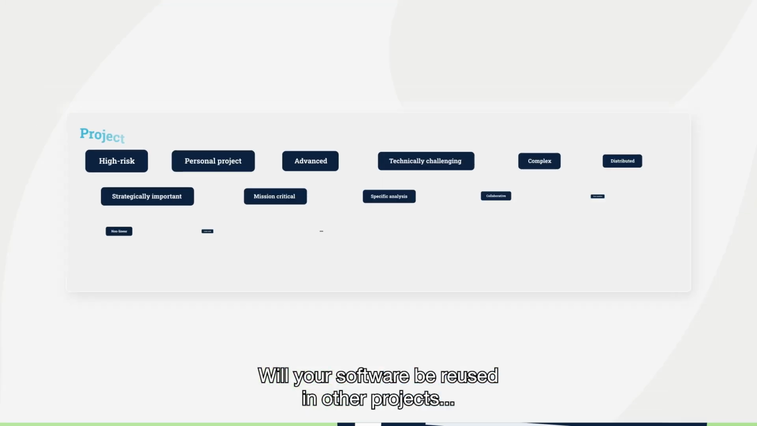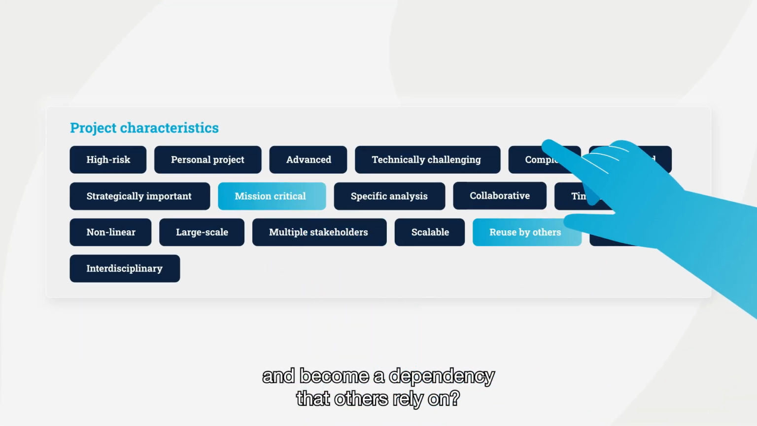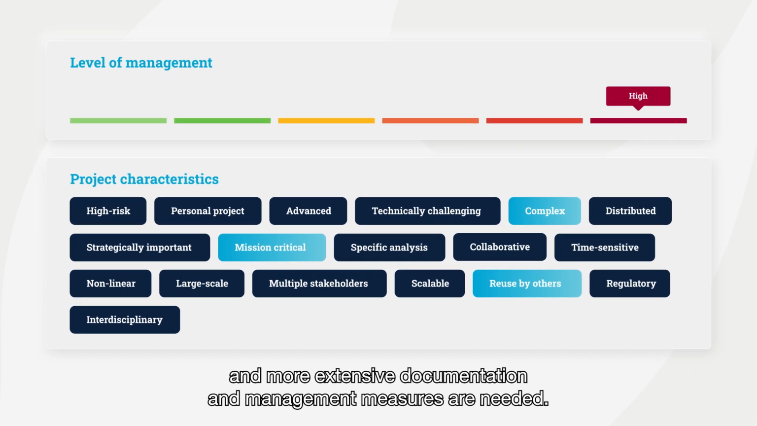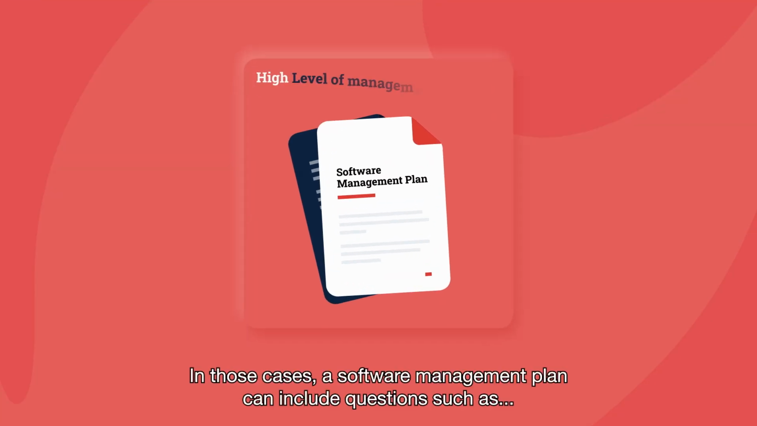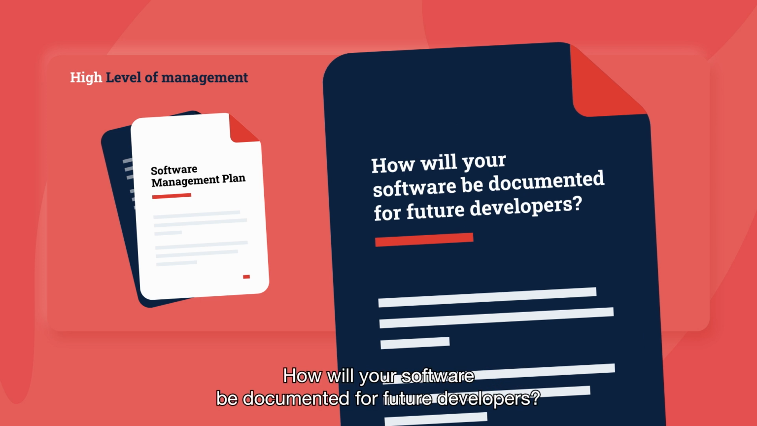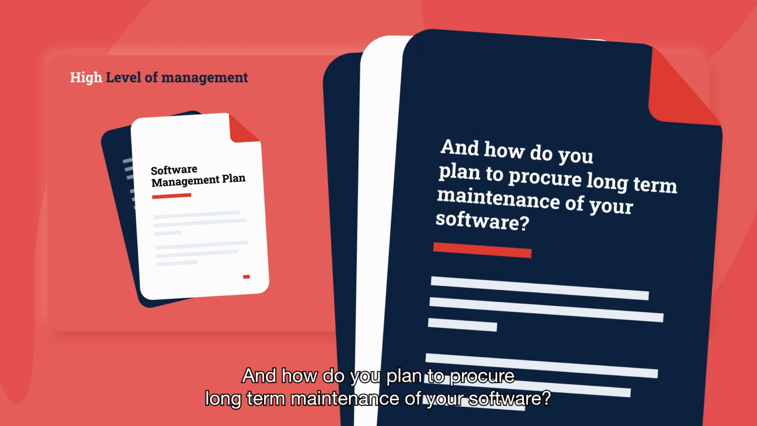Will your software be reused in other projects and become a dependency that others rely on? Then the software has a greater effect on subsequent research projects and more extensive documentation and management measures are needed. In those cases, a software management plan can include questions such as: how will your software be documented for future developers? How will your software be tested, packaged, and distributed? And how do you plan to procure long-term maintenance of your software?